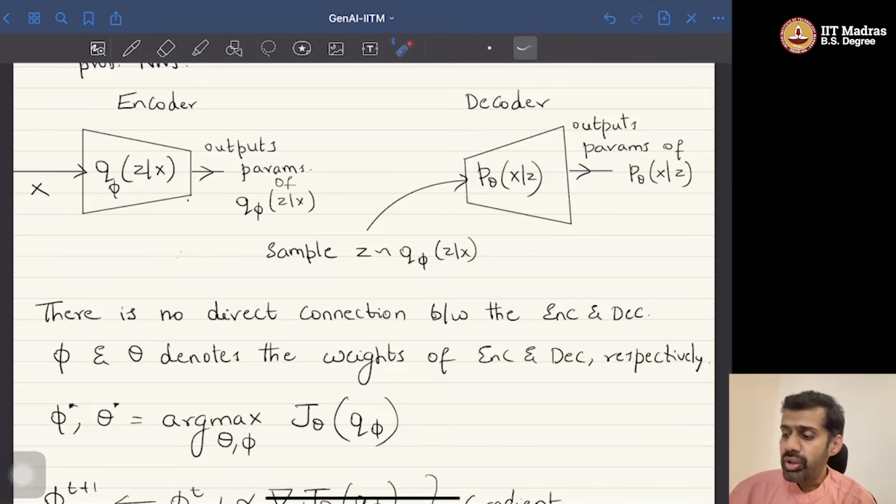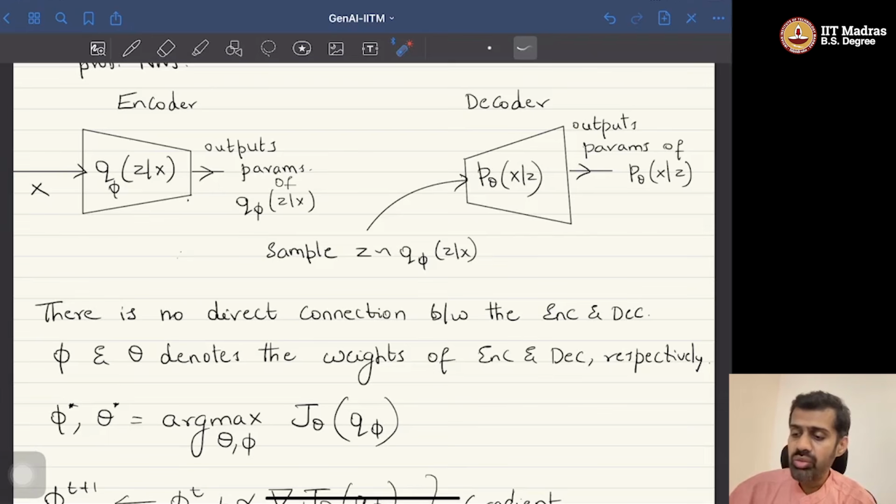Then a sample of Z is obtained by sampling through the distribution whose parameters the encoder network has predicted. So taking the parameters of the distribution that the encoder network has predicted, we will sample one or many points of Z, which is the actual latent vector, and that latent vector that has been sampled outside of the encoder decoder will go as an input to the decoder network, which would output the parameters of the conditional data distribution p theta of X given Z, right?